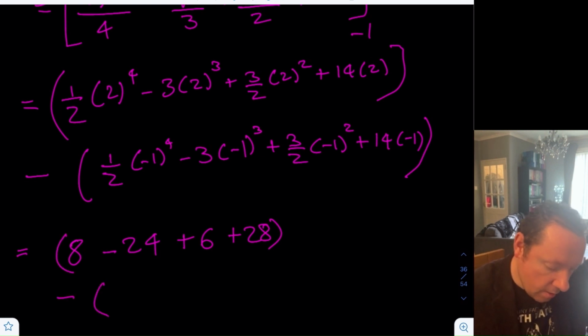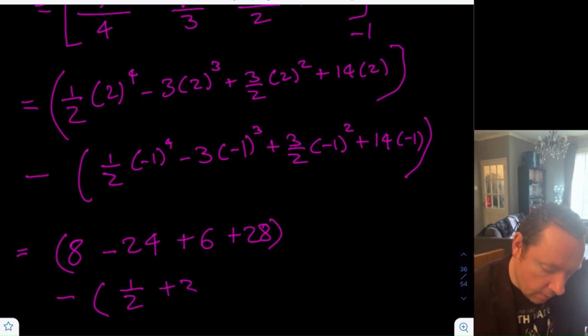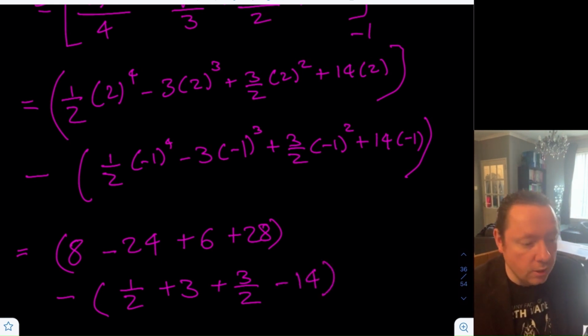Minus. Minus 1 to the 4 is 1 times a half is a half. Minus 1 cubed is minus 1, times minus 3 is plus 3. Minus 1 squared is 1, times 3 halves. And we've got minus 14 on the end. Now, you can use a calculator for most of the work on this. I would leave fractions as fractions, but none of this is going to end up being fractions anyway.